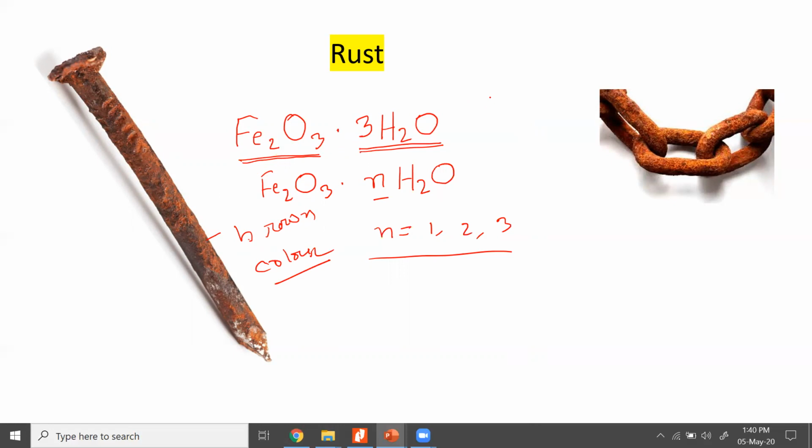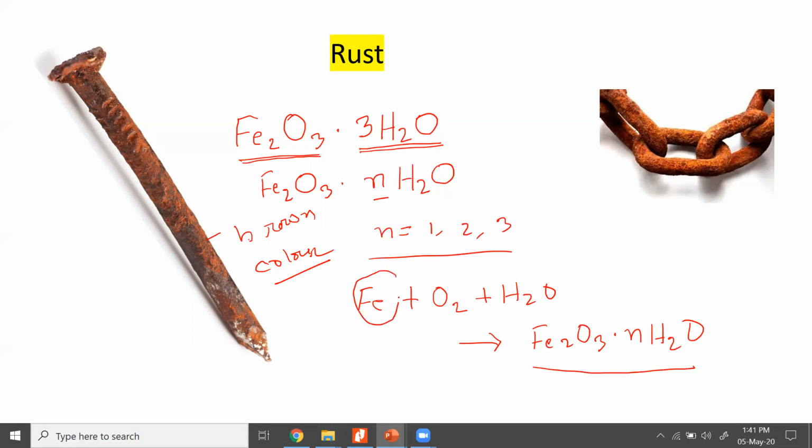So what is the condition of rust formation and how does rust form? The answer is, if we keep an iron material in the open atmosphere, then in the presence of oxygen and water, after a multi-step reaction, we get ferric oxide, Fe2O3.nH2O. So it is the rust formation reaction. It is a chemical change. So it is the condition for rust formation.